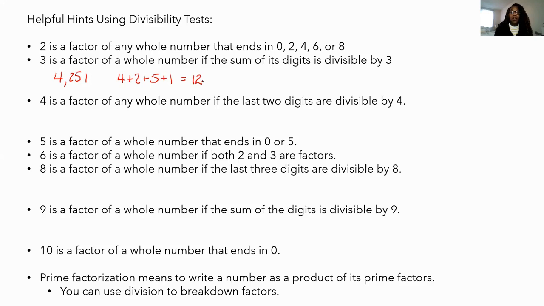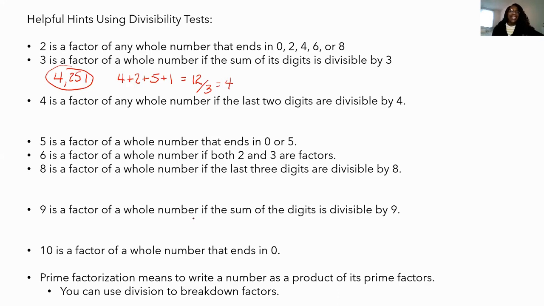Now, thinking of our multiplication, is 12 can 12 be divided by 3 without a remainder? Yes, it can. Because if I divide this 12 by 3, I'm going to get an answer of 4. Okay? So since that's possible, that means this number of 4,251 is divisible by 3. What? Did that make it a little easier for you, babies? Please, let me help you.